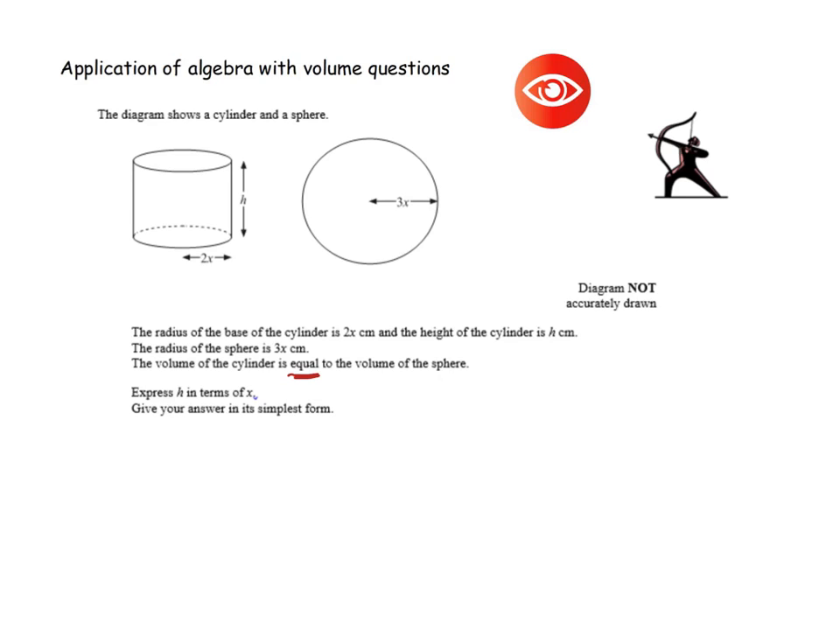So first of all, the volume of the cylinder is the area of the circle times by h, and then the volume of the sphere is a formula that we normally get given in the exams, and that is 4 over 3 pi r cubed. So for each of them we're going to work out the actual volume, put them equal to each other, and then rearrange to get h equals. So let's start with the volume of the cylinder.